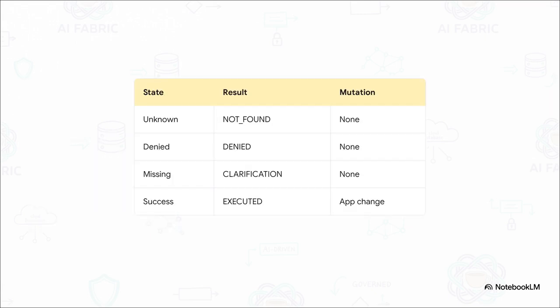If we map out the fail-safes, they are totally comprehensive. Every single blocked, denied, or missing state results in a deliberate, highly visible outcome with 0 unintended database mutations. Unknown action, action not found. Denied authorization, action denied. It is locked down tight. We only get an action executed state and the resulting application change when the handler actually succeeds.